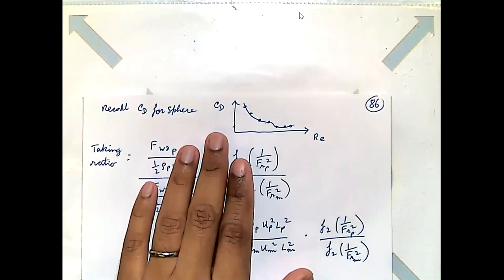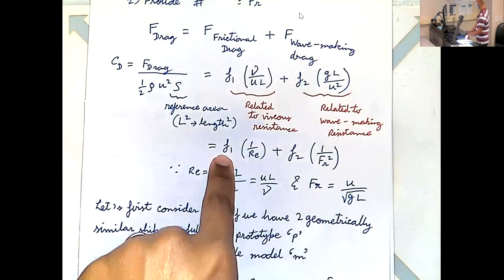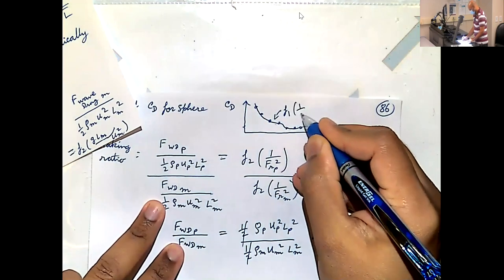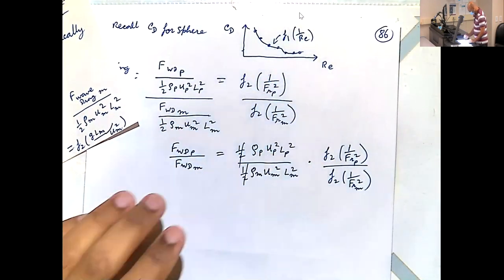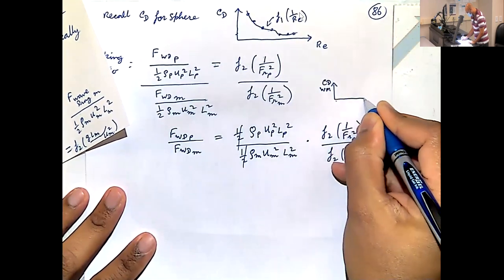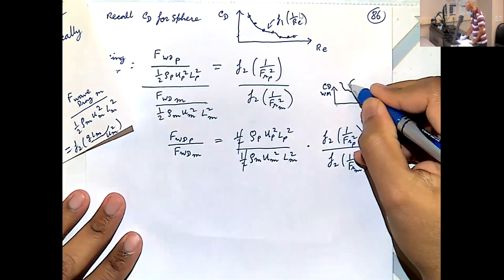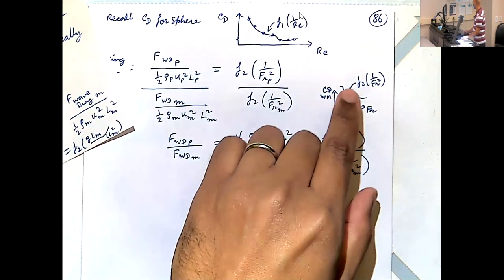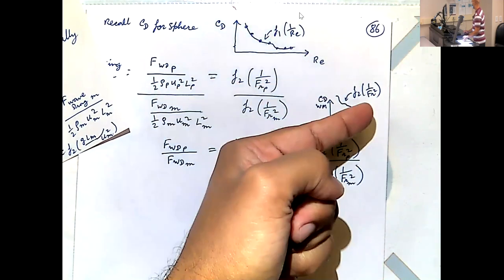Another name for the frictional drag was what? See, F1. So that's basically an F1 curve, correct? So this is an F1 curve. It's a function of 1 over RE. You would have a similar curve for F2, where we would have CD wave making versus a Froude number. Right, and it would be some curve, we don't know. So this would be F2 of 1 over FR squared. Is this making sense? How these two are related? When we want the total drag, we just add the two, right? Frictional drag plus wave making drag.